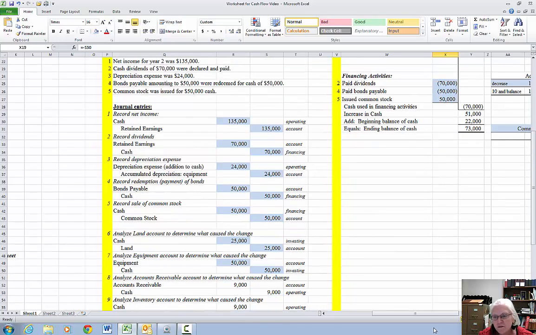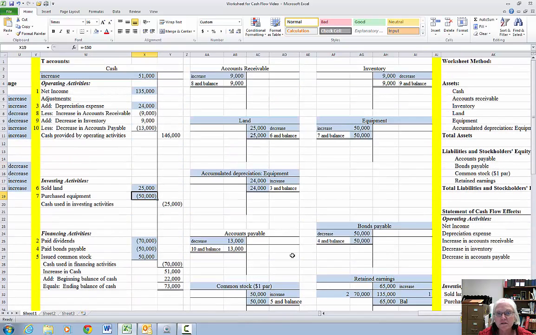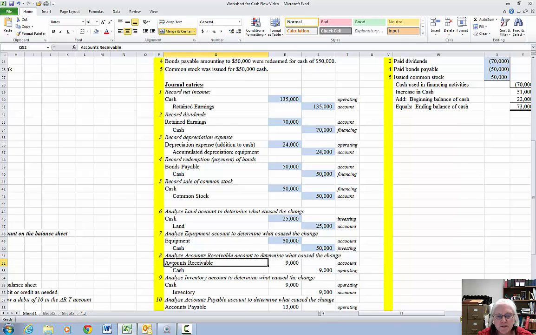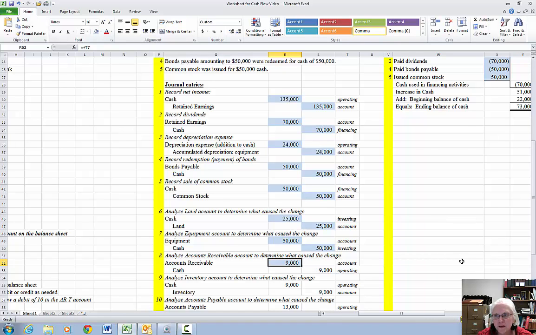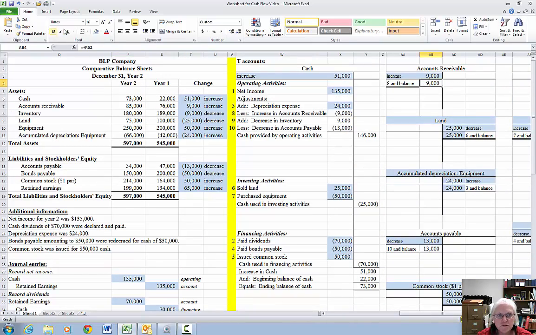All right, so now we're done with all of the long-term accounts, and all we have left are accounts receivable, inventory, and accounts payable. So we're simply going to take them one at a time. Accounts receivable looks like it increased by $9,000. So when accounts receivable increases, I have to debit accounts receivable for $9,000, and I'll do that up on the account. Debit accounts receivable for $9,000 explains that account, so we're done there.